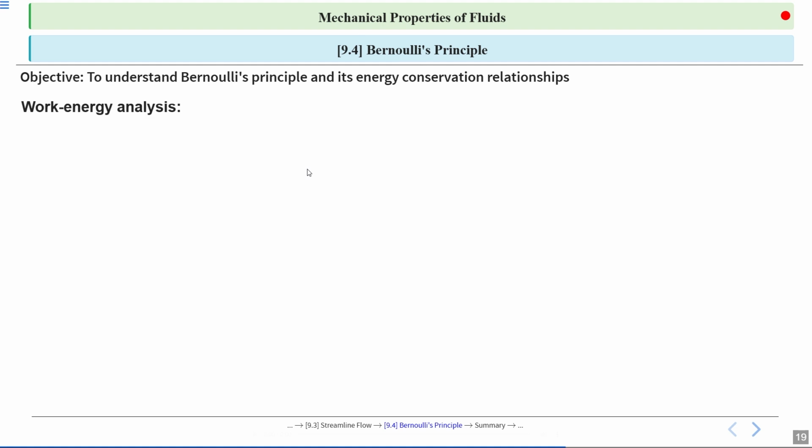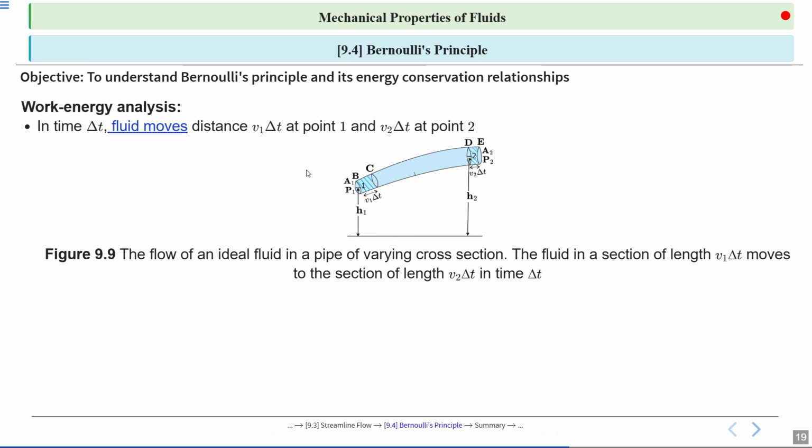Now, work energy analysis. In time delta t, fluid moves distance v1 delta t at point first and v2 delta t at point second. The figure here shows how the fluid travels through sections of different sizes.